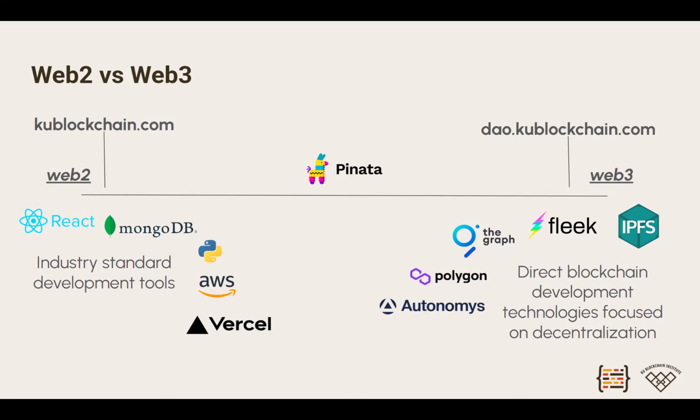And this is what your projects are probably going to be. They're not going to be all the way on the Web 3 side or completely on the Web 2 side. They're going to be somewhere in the middle because you're going to use all sorts of technologies in your projects. As you can see, Autonomous and Polygon are blockchains. The Graph is an indexing service using a blockchain. Fleek is a hosting service using IPFS. And IPFS is what I just talked about, the file sharing protocol.